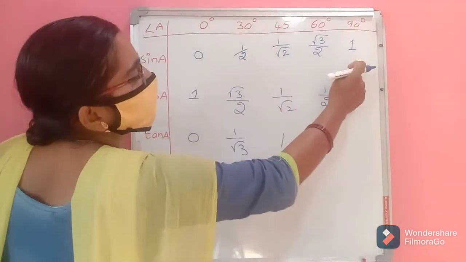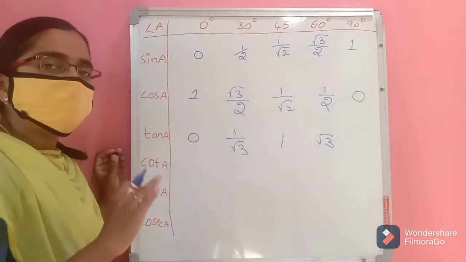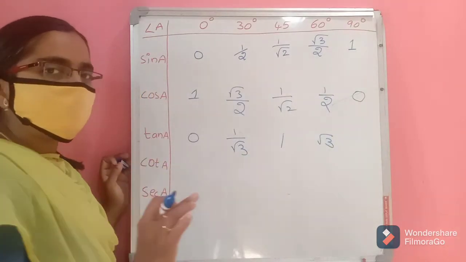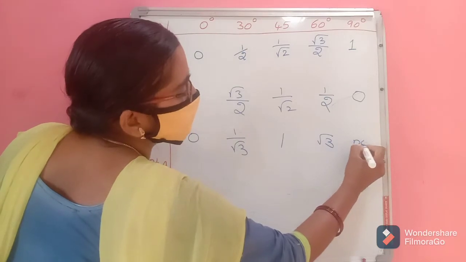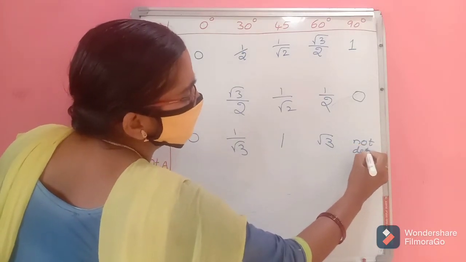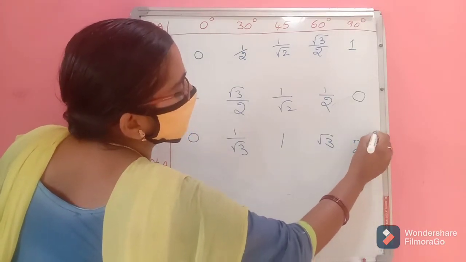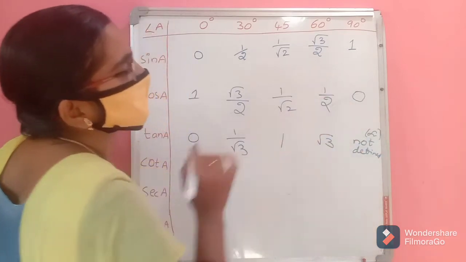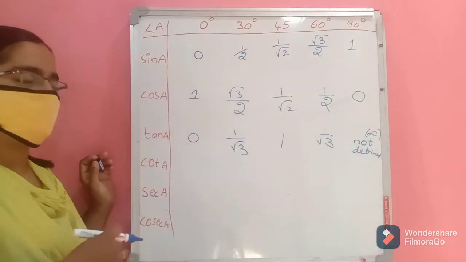Tan 90: 1 by 0. Anything divided by 0, if in the denominator we have 0, is called not defined. Simply we call it infinite. So, tan 90 is infinite.